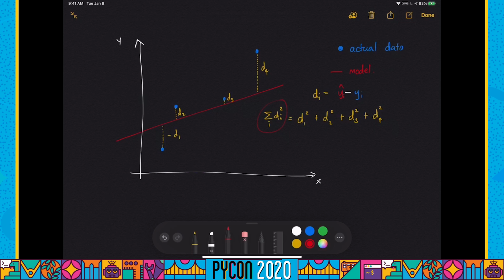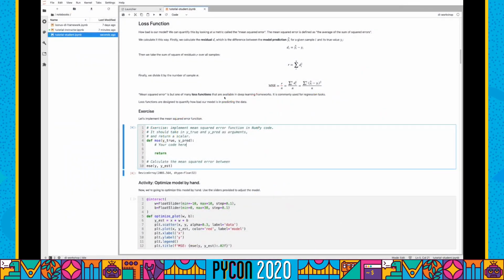So let n be the number of data points, where n over here is the number of data points. Now that you've seen what the mean squared error is, let's go ahead and implement it in NumPy.